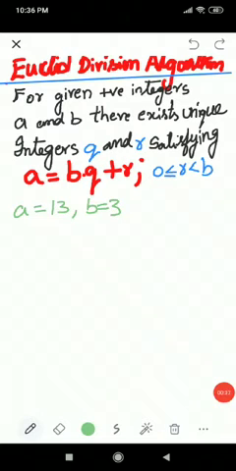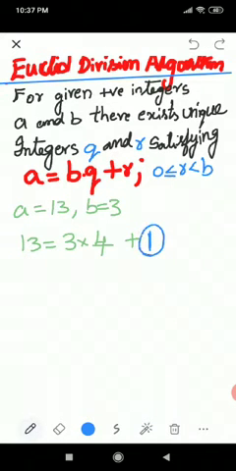Let's see with an example. If you take a = 13 and b = 3, then we have to write it in the form a = bq + r. That is, 13 = 3 times some number plus some remainder. We have to search for that number. Which number is suitable? We know that 3 fours are 12, and 1 will remain. So we write 1 here. 1 becomes the remainder and 4 becomes the quotient. So we get this q and r.